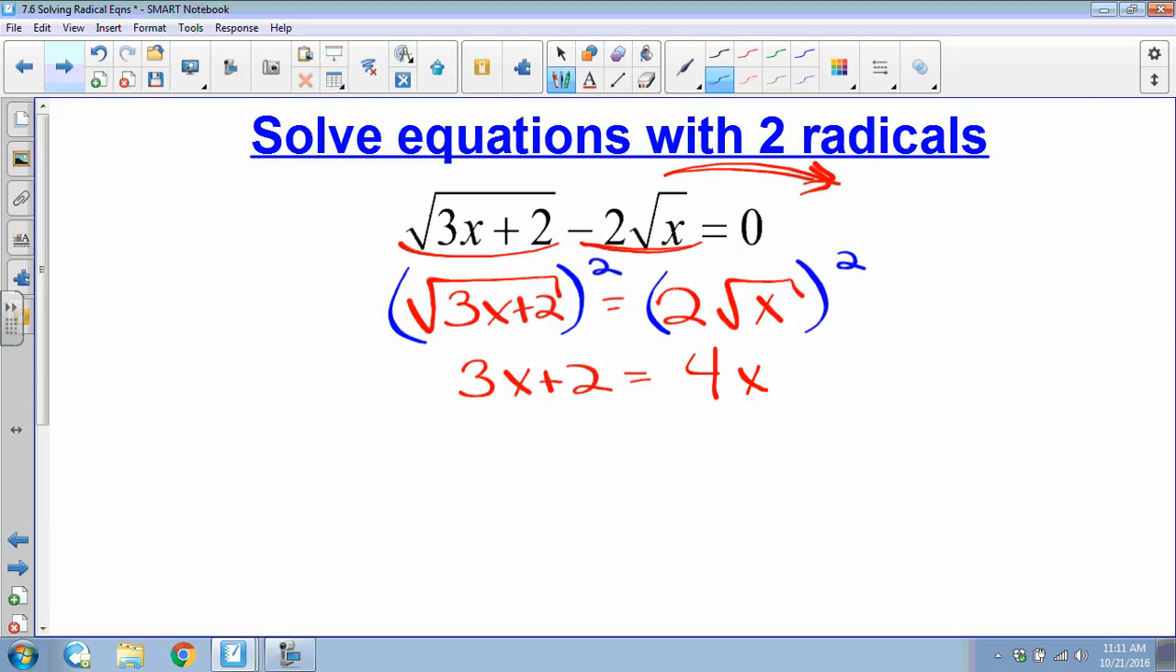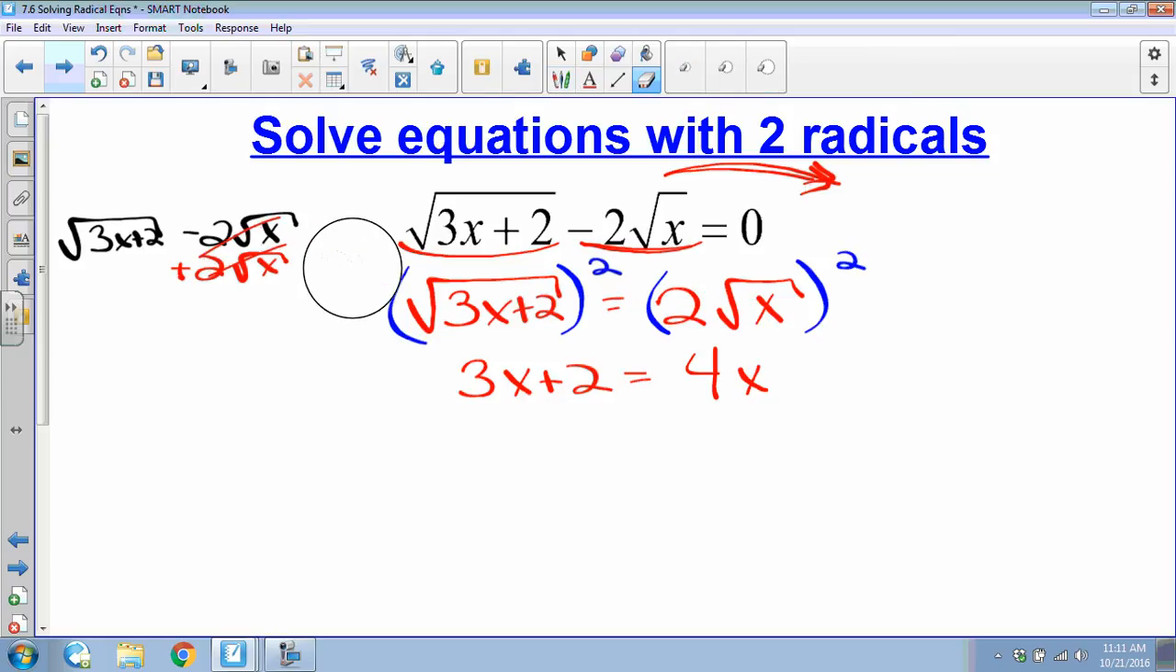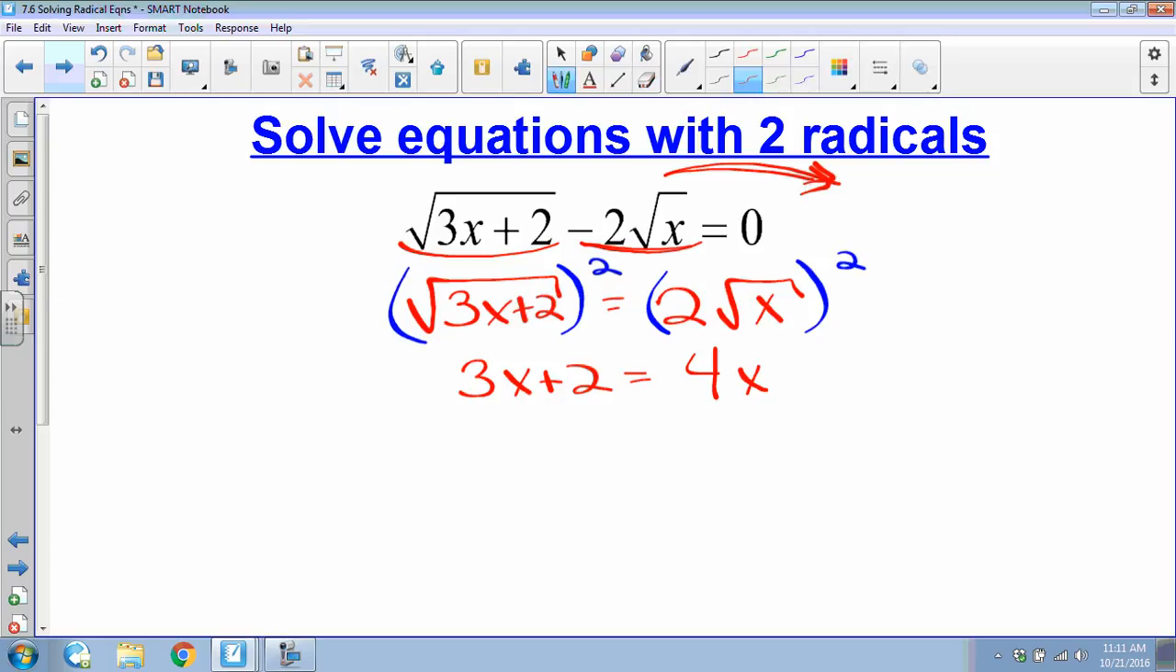This is what I did. So 3x plus 2, let me rewrite it. Minus 2 square roots of x equals 0. I added 2 square roots of x to both sides. And that canceled it from the left. Does that make more sense? Okay. And so then you end up with square root of 3x plus 2 equals 2 square roots of x. I moved that whole term over to the other side. Okay, so now it's just a regular problem.